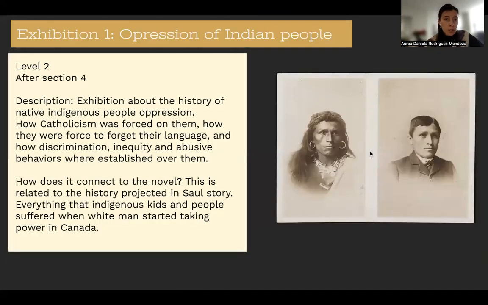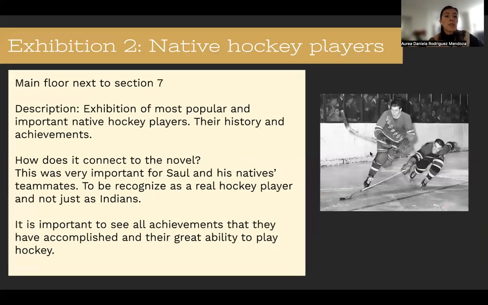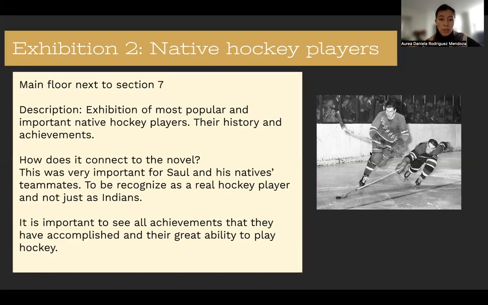There are going to be several exhibitions. However, I'm going to talk about one specific exhibition, which is of the most popular and important native hockey players, their history, and achievements, and this is very important. This connects with the novel because it was really important for Saul and his teammates to be recognized as real hockey players and not just as Indians.